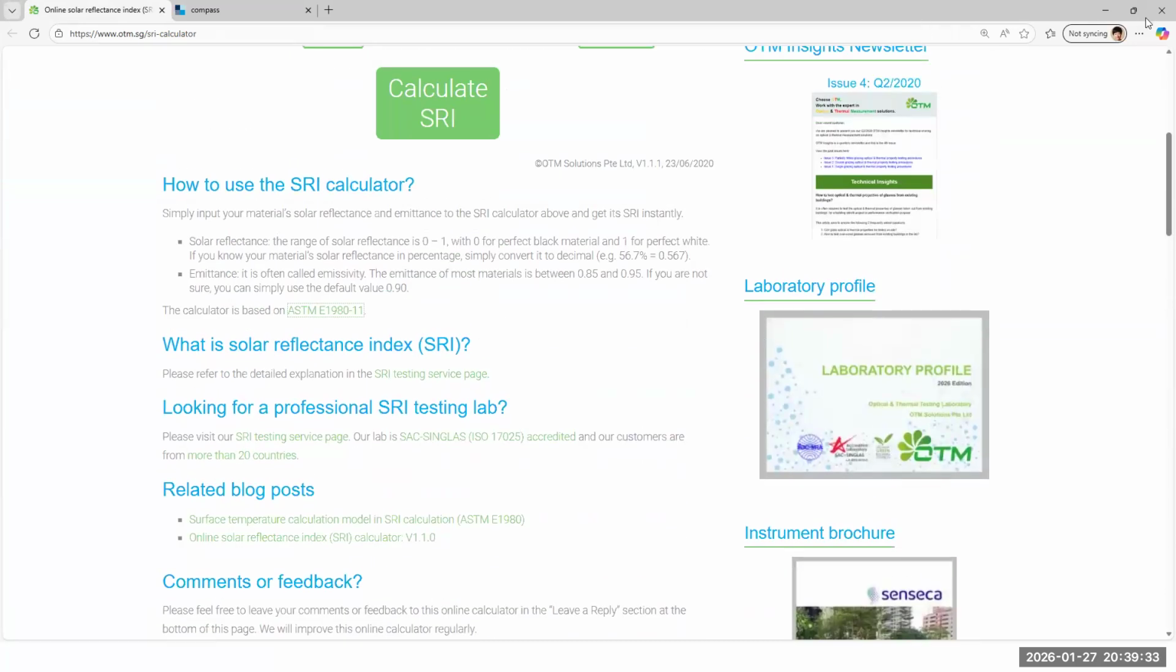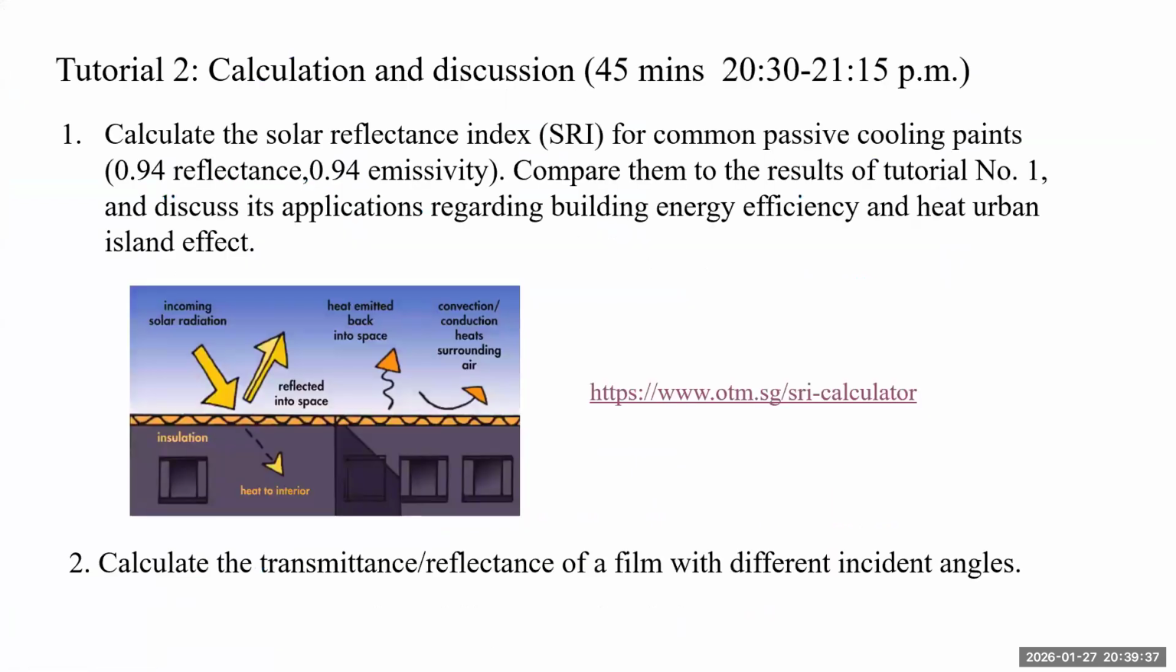So after this, I think through this teaching subject, I really wish you could understand the importance of optical properties of our building skins or our city skins, and how they can change the temperature of our buildings and the temperature of our cities.